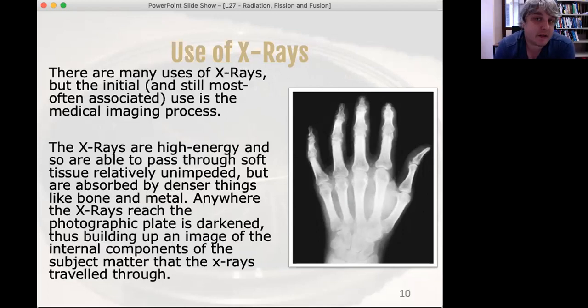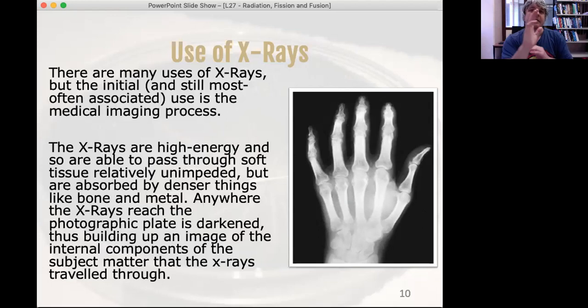But as soon as they hit something denser, like bone or metal, then the X-rays, the photons, are going to be absorbed by that denser substance, by the bone or the metal. And that means that you won't get electrons coming through where there's something dense in the thing that you're taking an X-ray picture of. So what they do is they put a photographic plate behind the substance. The example there is a hand, so you might have your hand here and there'd be a photographic plate here, and the X-rays are shot in from this side.